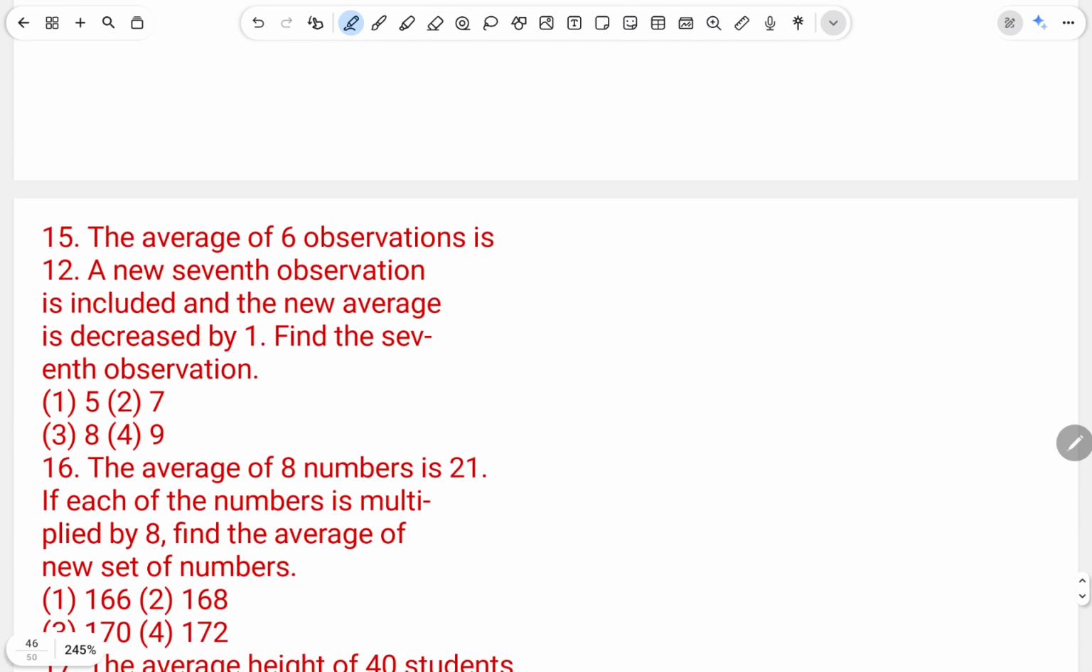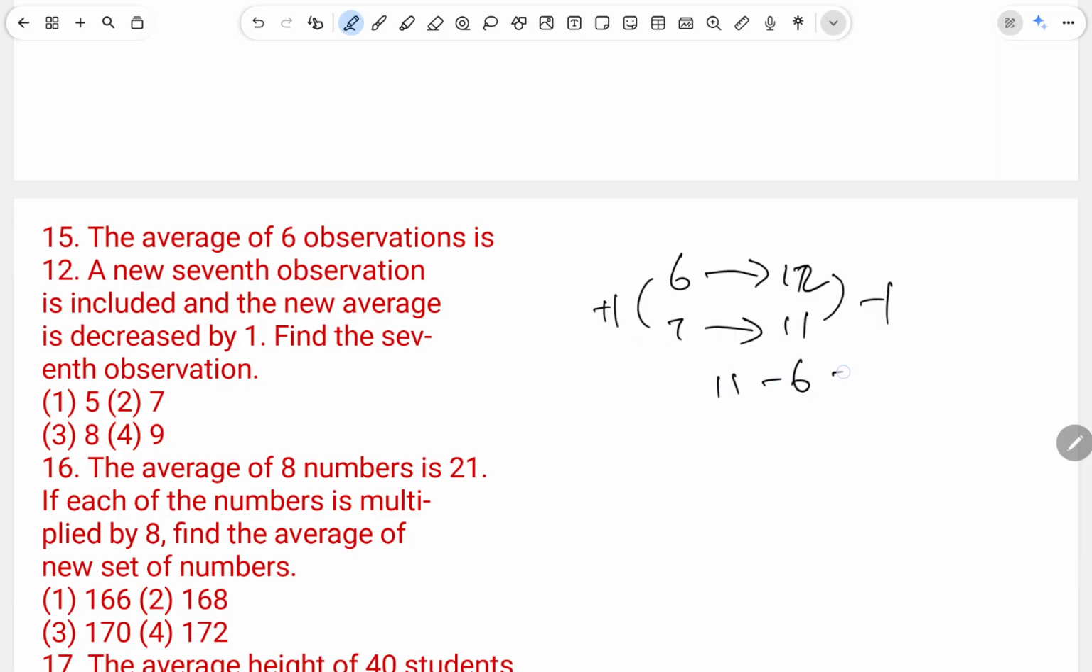The average of 6 observations is 12. If the 7th observation is added, the new average is decreased by 1. After the 7th observation comes, it was reduced by 1, so 11. So from here plus 1, from here minus 1. So plus 1 into 11, 11, minus 1 into 6, minus 6 will give 5.